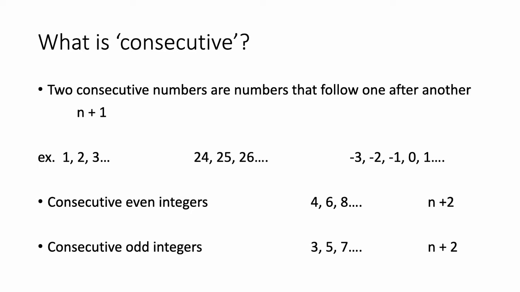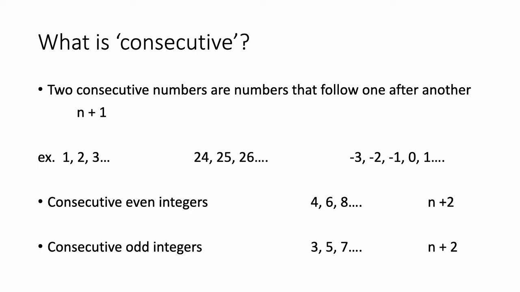When we're looking at consecutive even integers, we're looking for just the even numbers. So here we have 4, 6, 8, and how we represent that algebraically is n plus 2. If we started with 4, the next number is 4 plus 2, which is 6, and then 6 plus 2, which is 8. That's how we have that n plus 2 there.